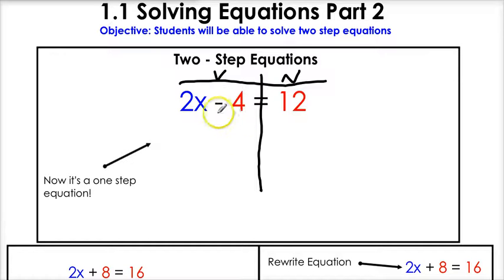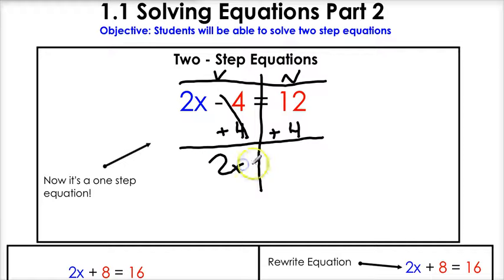So since this is a -4, we're going to add 4 to both sides. And that's the inverse operation, adding 4. Okay? Now that we've done that, -4 and +4 cancel each other out. So we can just bring down this 2x. We're going to rewrite that equal sign. And 12 plus 4 is 16.